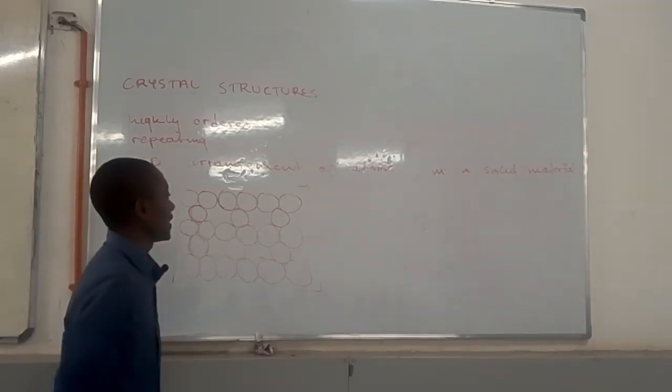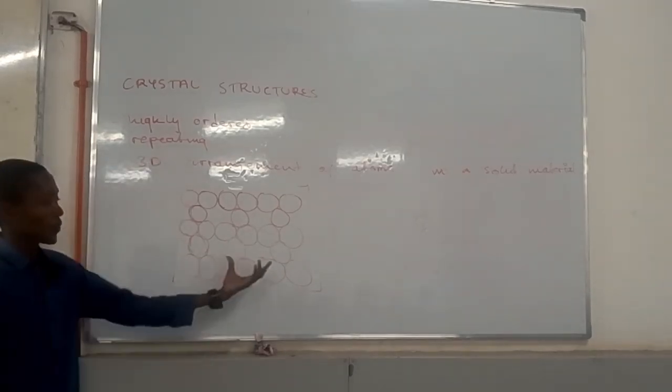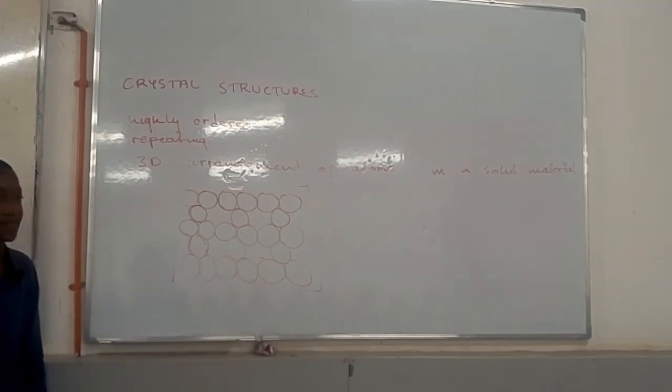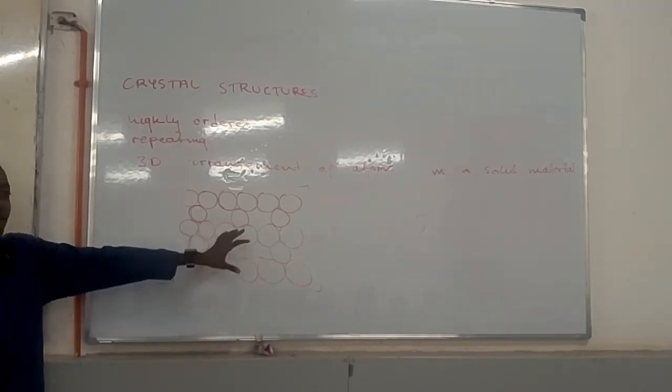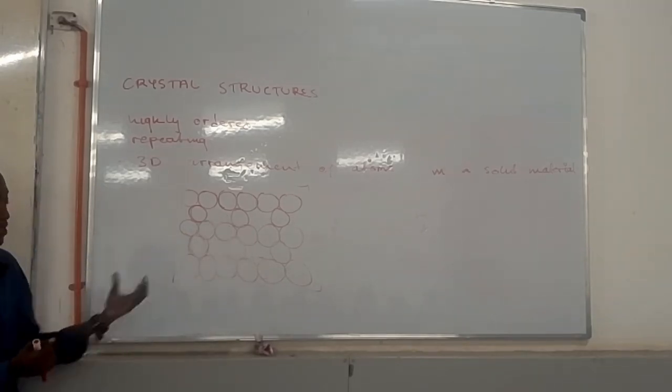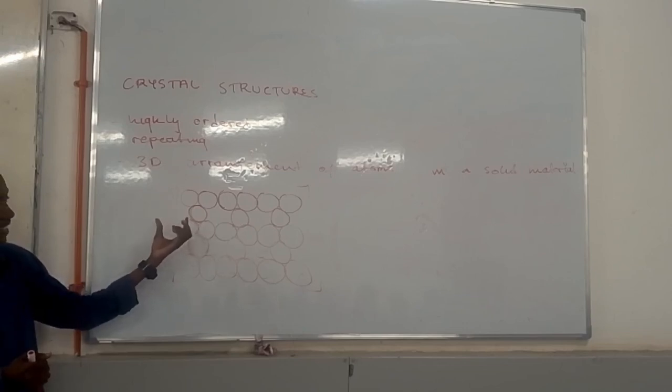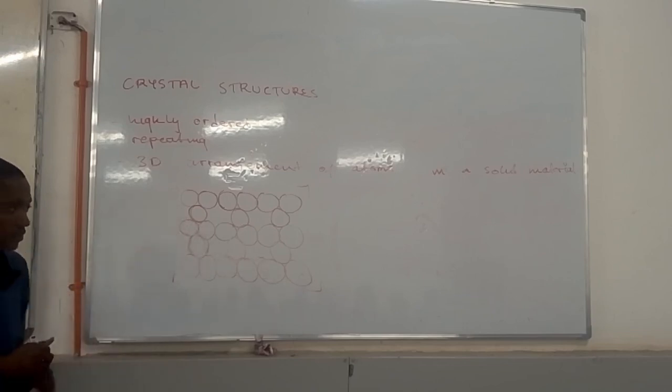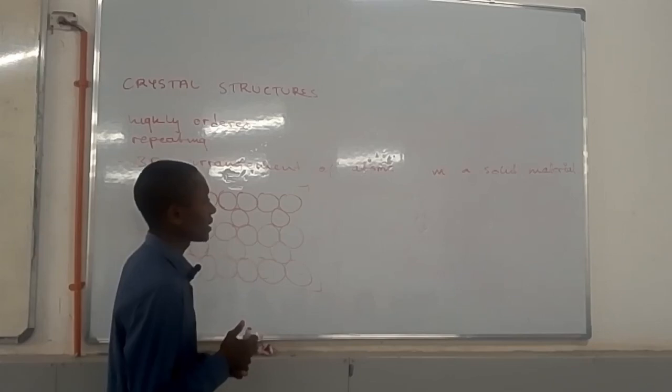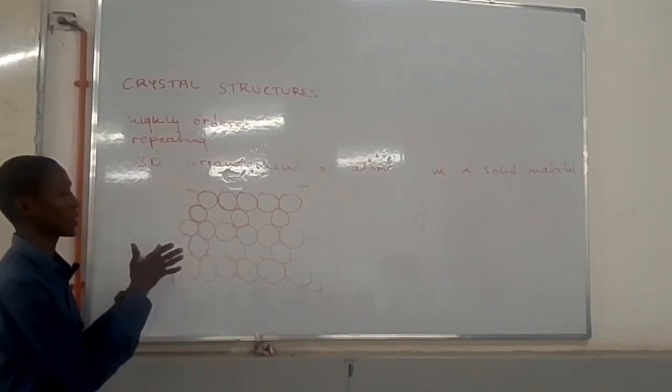All right. So we need to identify the unit cell here. The unit cell is a box, in short.